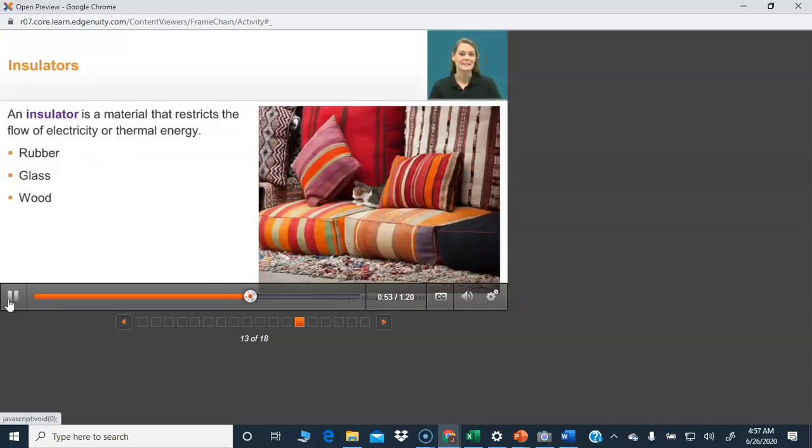An insulator is a material that restricts the flow of electricity or thermal energy. If you're guessing that insulators are materials without free electrons, you would be absolutely right. Why do you think this cat is on the cushion? Maybe it's because the floor was cold, and these cushions are insulators keeping the cat warm. Other examples of great insulators are rubber, glass, and wood.